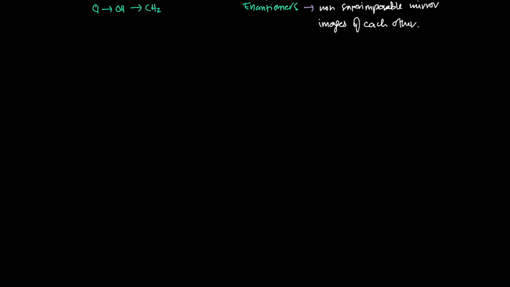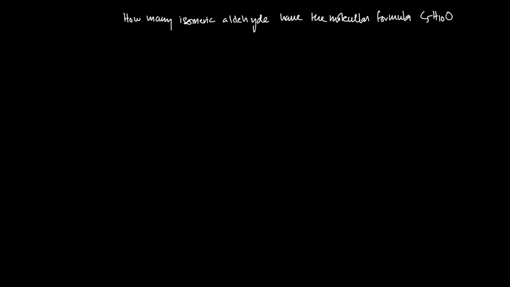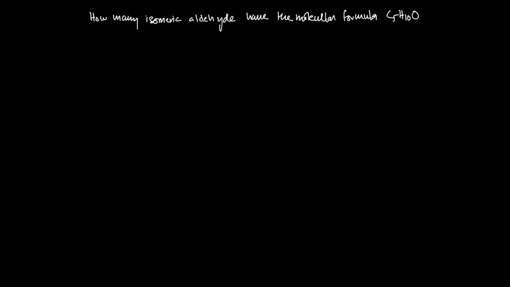All right. The question that I have here is this: how many isomeric aldehydes have the molecular formula C5H10O? Again, this is a question from your past papers. So the question is saying, how many isomeric aldehydes have the molecular formula C5H10O.